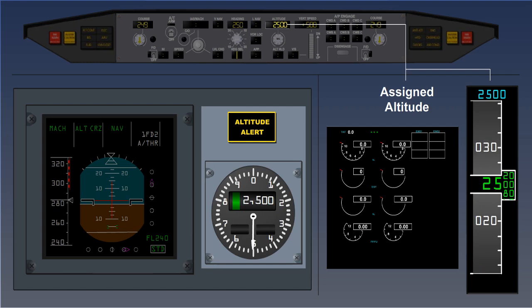If the aircraft should then deviate more than 300 feet from the assigned altitude, the altitude alert light will start to flash, and an amber box is drawn around the altitude, and there is a momentary tone sounded. When the aeroplane goes above 900 feet or descends back to less than 300 feet above the assigned altitude, then the warnings are extinguished.